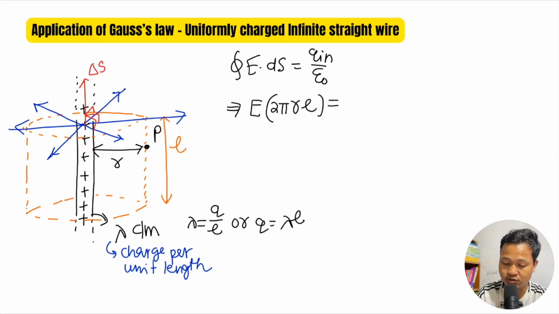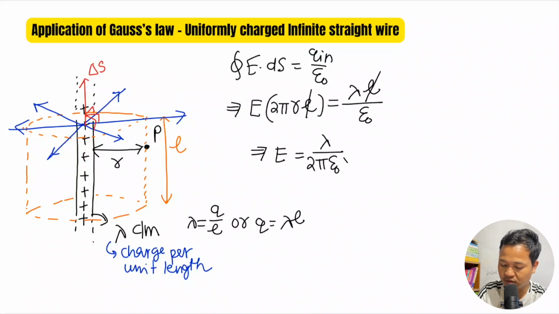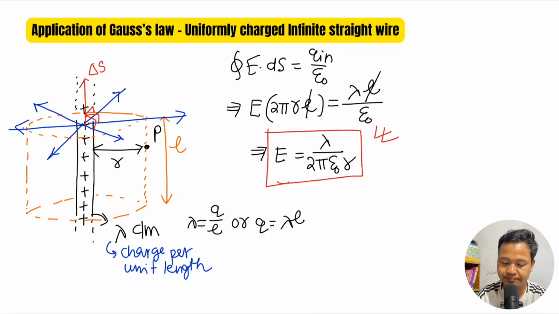The charge enclosed is lambda into l, so we have lambda into l divided by epsilon naught. The l gets cancelled out, and the electric field is lambda divided by 2 pi epsilon naught into r. So this is the electric field due to an infinite wire.